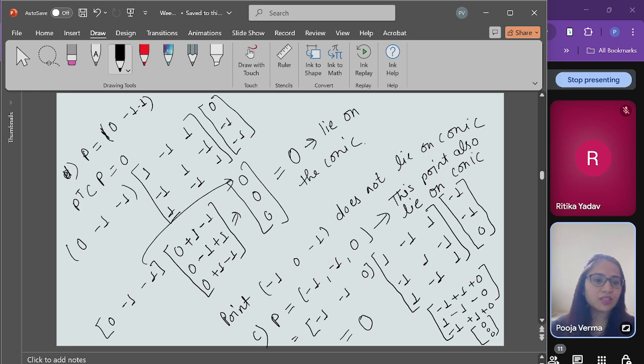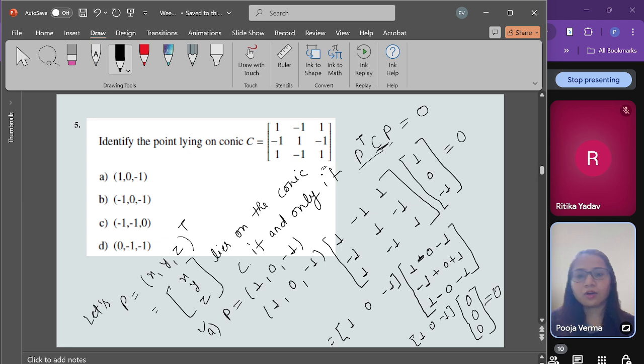So have you understood how it has come? Have you got this question, I mean option D? So now have you got the correct answer? So now options A, C and D. That means these 3 points lie on this conic matrix C. So here multiple options are correct.